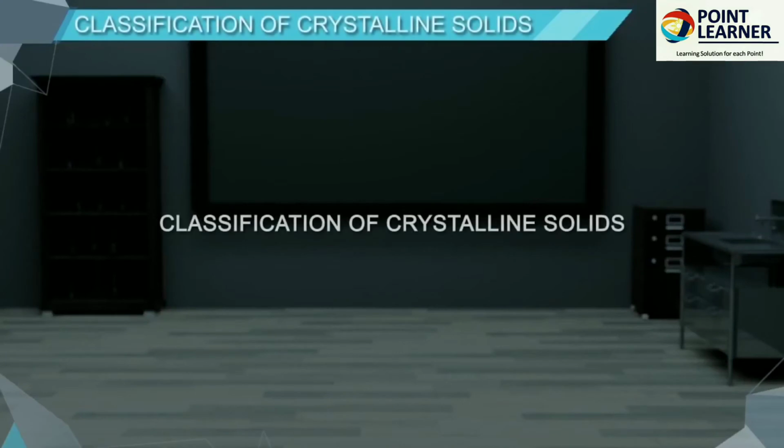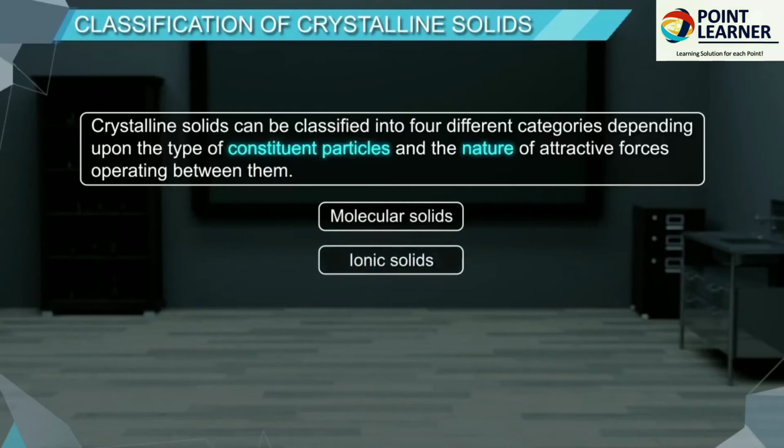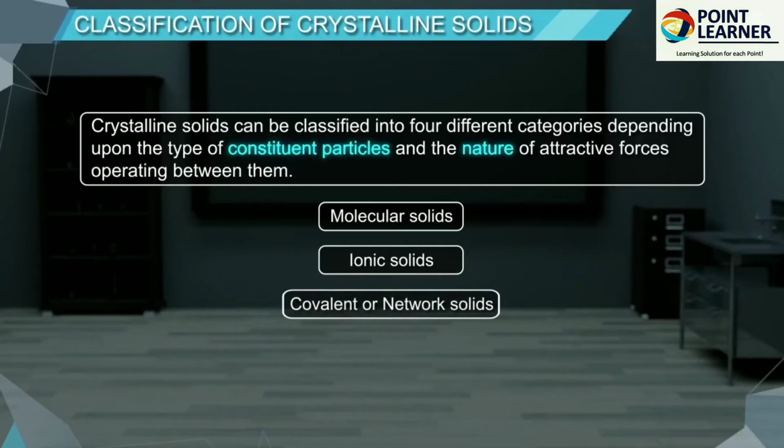Now let us classify crystalline solids. Crystalline solids can be classified into four different categories depending upon the type of constituent particles and the nature of attractive forces operating between them. They are: first one, molecular solids; second one, ionic solids; third one, covalent or network solids; and the last one, metallic solids.